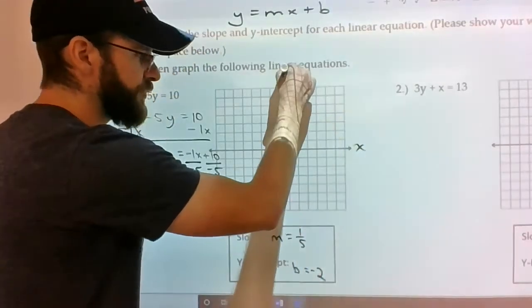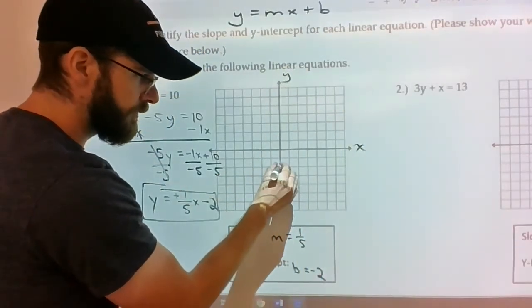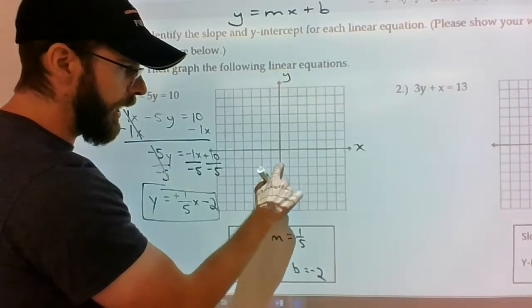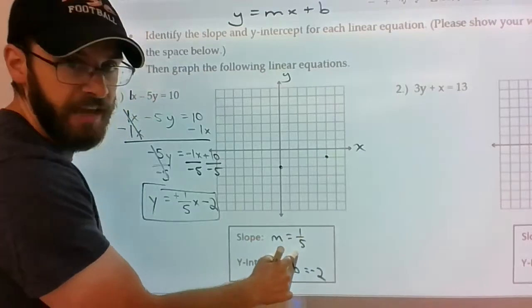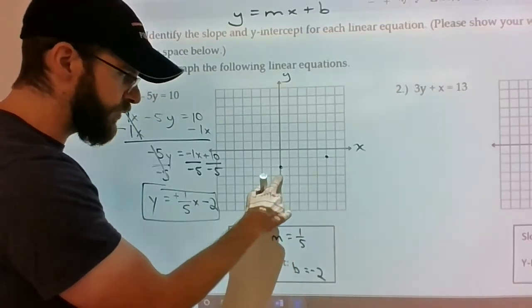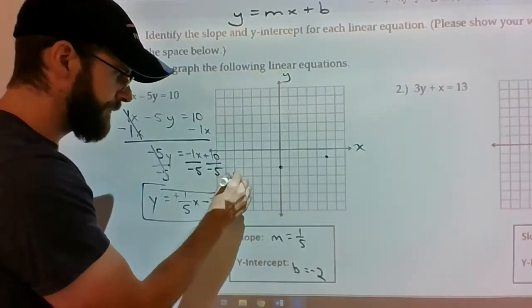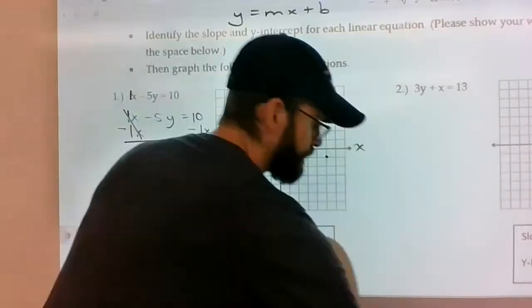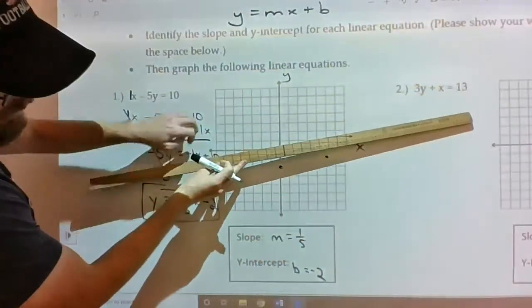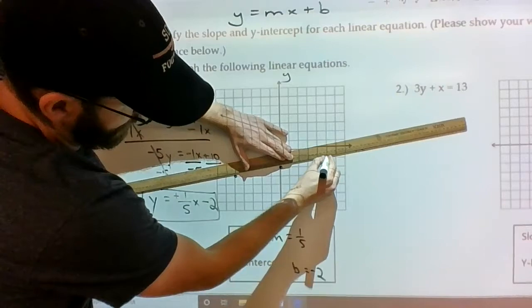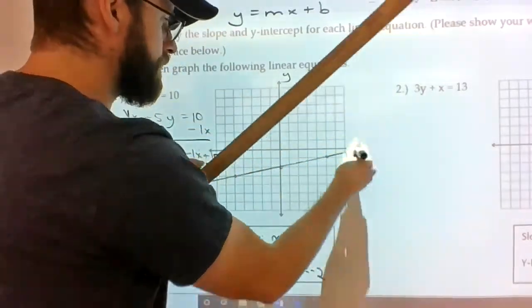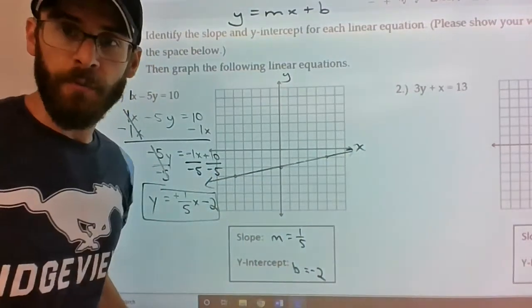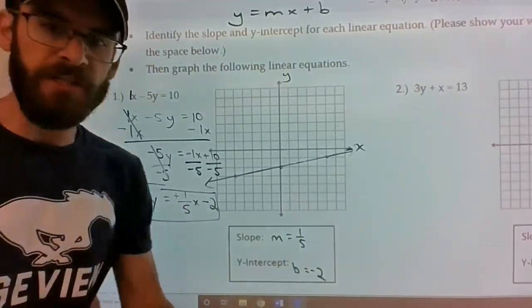So start at the origin. This is our x-axis, y-axis. Go down 2 for our y-intercept. Go up 1, right 1, 2, 3, 4, 5, based on this m equals 1/5. And then go down 1, left 1, 2, 3, 4, 5. And that's it for number 1. Let's check out number 2.